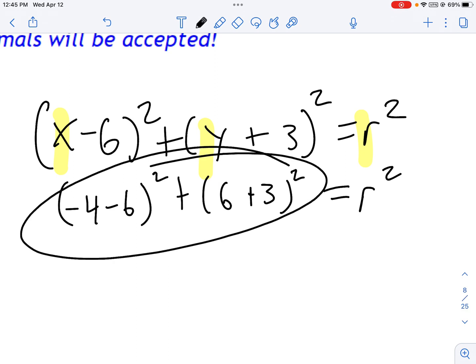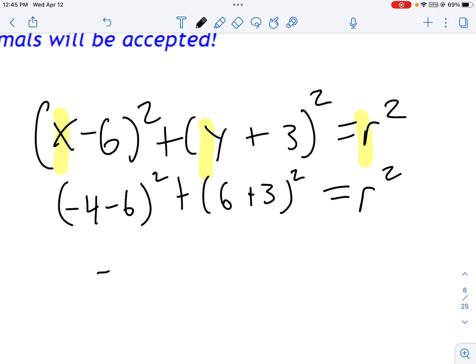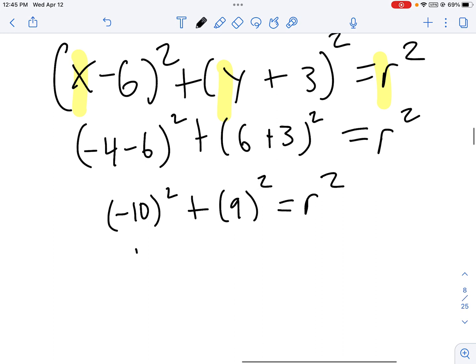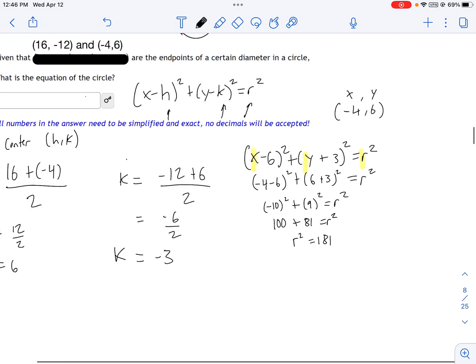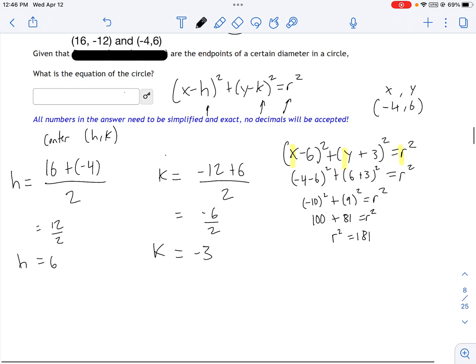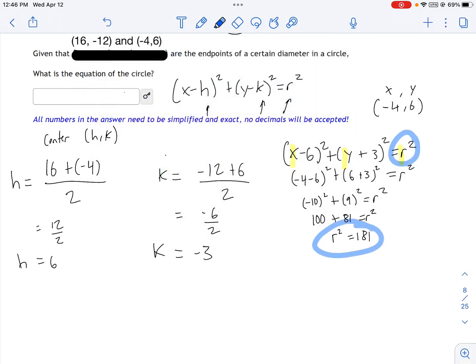Simplify your numbers on the left. We have -4 minus 6, that's -10. 6 plus 3, that's 9. Then we have equals r^2. So (-10)^2 is 100, 9^2 is 81, equals r^2, which means r^2 equals 181. Now, do we have to simplify this? No, because think about it this way: the only thing you need in your equation is r^2. You're not asking what the radius is. We really need to know what the radius squared is, so we don't have to do anything further to this.